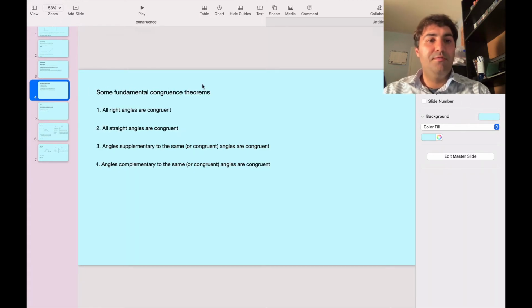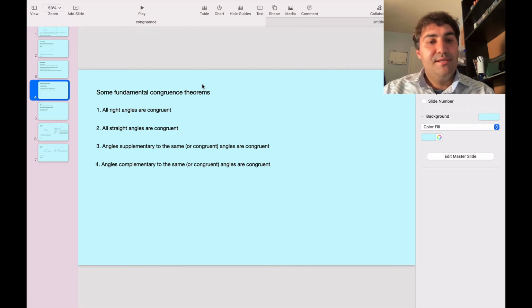Next, I want to go over a few fundamental congruence theorems. There are more to come, but let's take a look at the first four. The first one is all right angles are congruent. Remember, a right angle measures 90 degrees, so all angles that measure 90 degrees are going to be congruent because they'll measure the same thing, right? And all straight angles are congruent. Remember, a straight angle is 180 degrees, so all straight angles will measure the same quantity, which is 180 degrees.